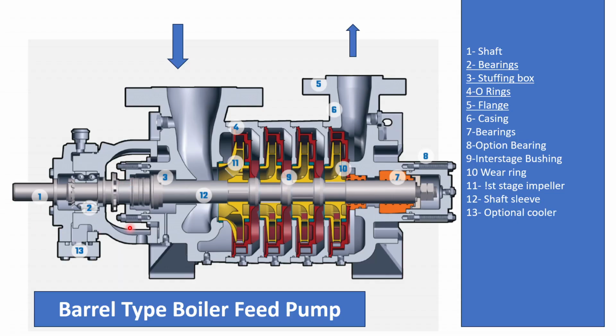So here we can see the various components of a barrel pump. This is the shaft. And then bearings, here are the bearings, this is the bearing here, this is the bearing here. There is a stuffing box where the mechanical seal is installed here as well as on the right side also. There are O-rings here between each and every casing. There are O-rings here and everything is put inside the casing.